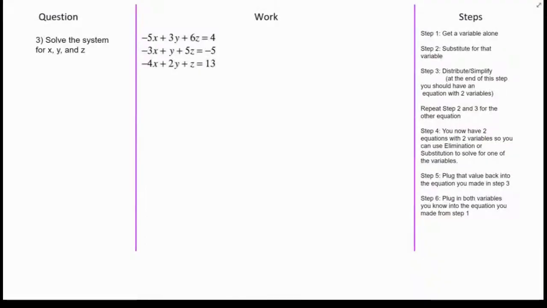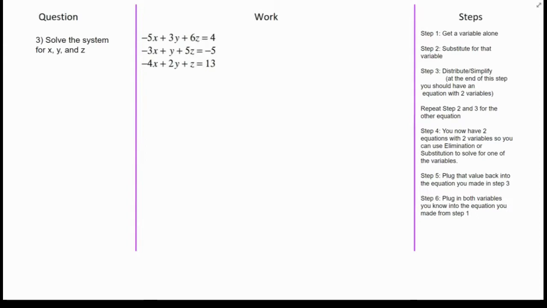Here we're asked to solve the system for x, y, and z. Before we get going on the problem, just a reminder that there's multiple ways to do this, and none of them is necessarily the best way. It just depends on what you like to do, sometimes elimination versus substitution. But I'm going to show you one way, and hopefully it will help you understand some of the steps.